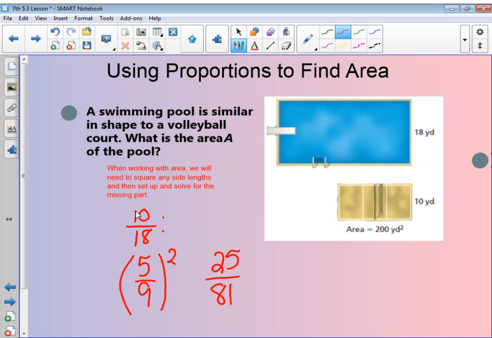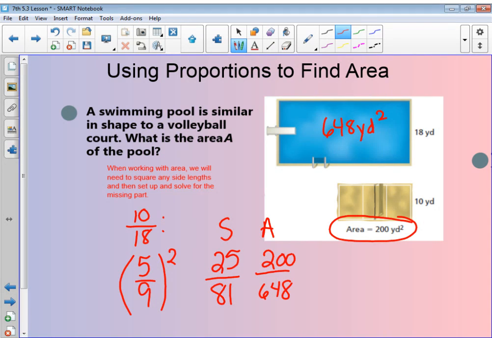Now I'm going to plug this into the second set, where you're doing your sides versus your areas. My area of 200 yards squared was my smaller figure, so my smaller number, the 25, pairs with 200. Now I'm going to cross multiply and divide, just like I did in the earlier part of this lesson. So 200 times 81, and then divide that by 25. When I do that, I get 648 yards squared for an area.